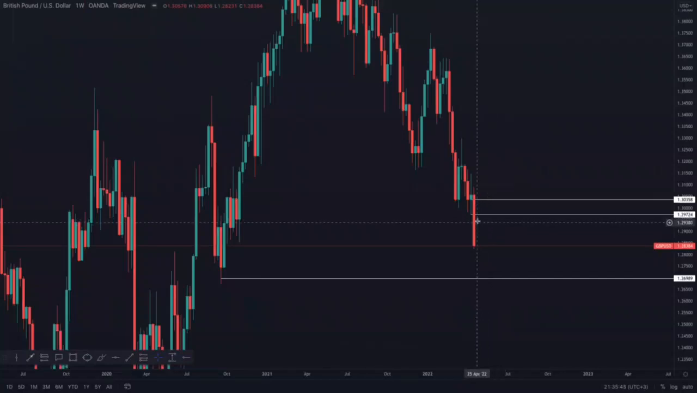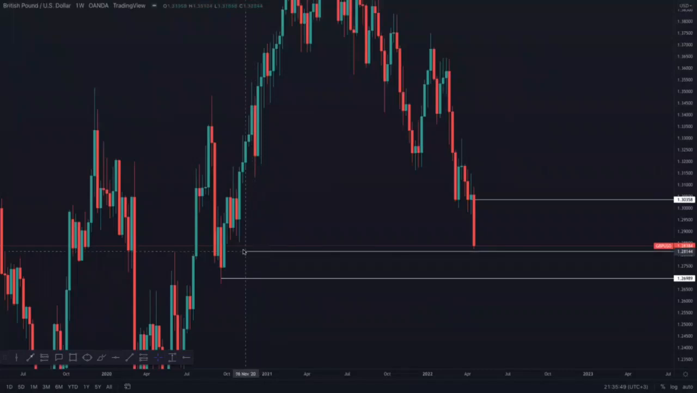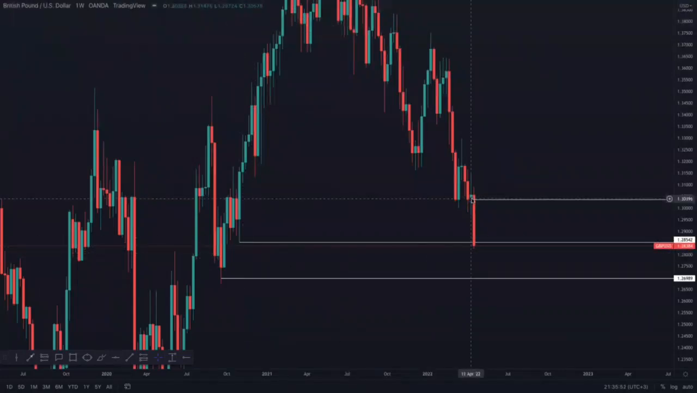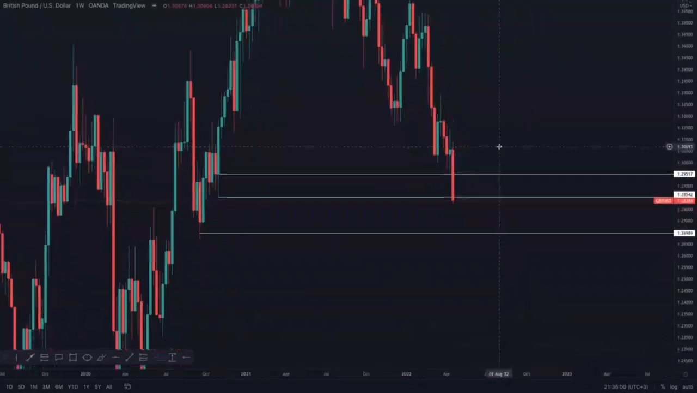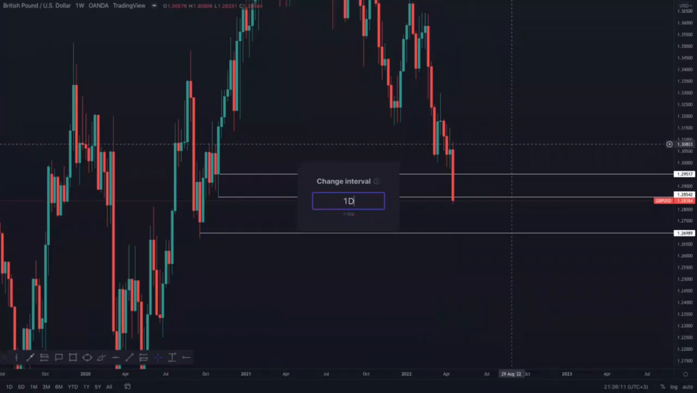But before this structure, we can see this is the latest structure we just broke right here. So we'll be looking for a hidden structure around here that may take place on Monday or any other day ahead. So we'll drop to the daily time frame.